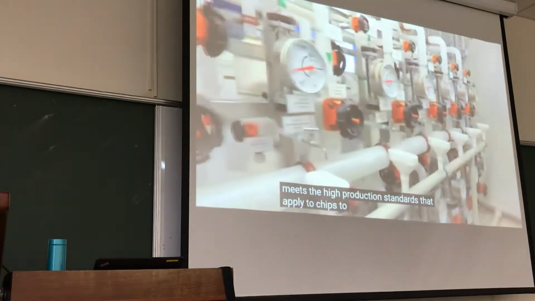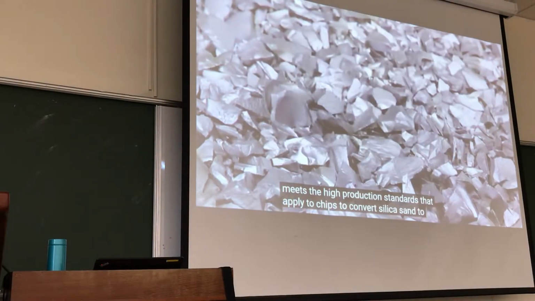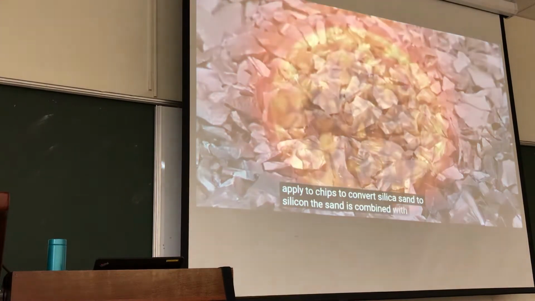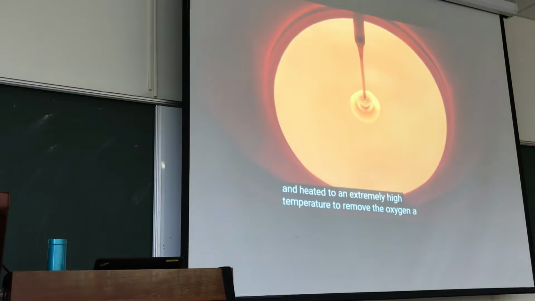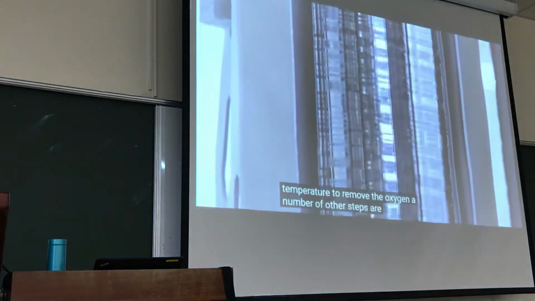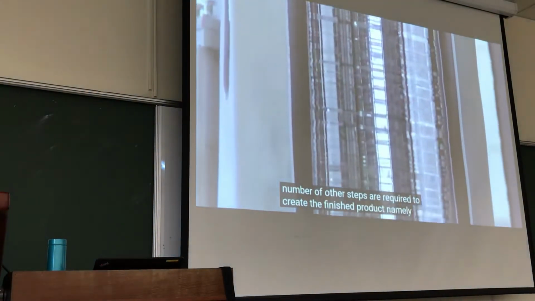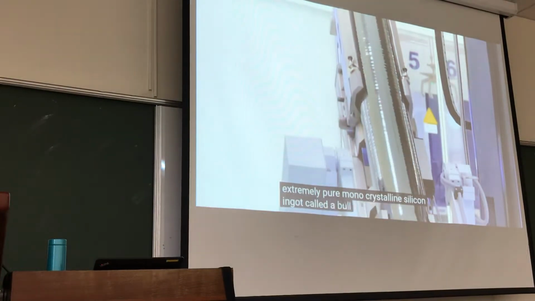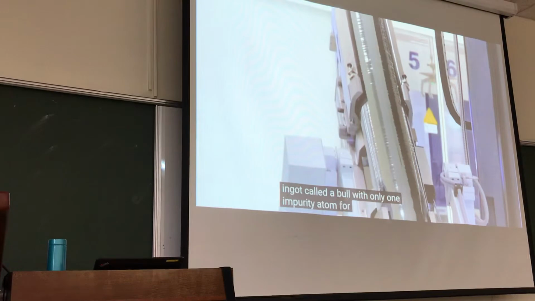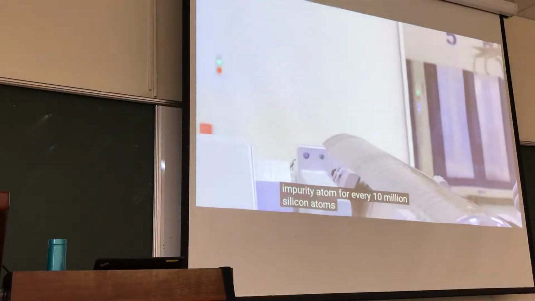chips. To convert silica sand to silicon, the sand is combined with carbon and heated to an extremely high temperature to remove the oxygen. A number of other steps are required to create the finished product, namely an extremely pure monocrystalline silicon ingot called a boule, with only one impurity atom for every 10 million silicon atoms.